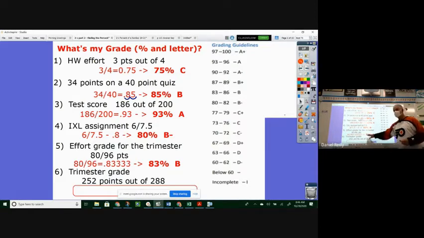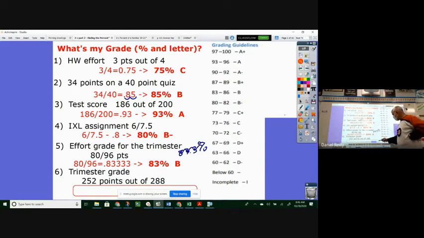If I asked you to round this to the nearest tenth of a percent, you would write 83.3%. So tenth of a percent, you go hundredth of a percent. You can add decimal places here if they're important. Obviously, for grades, they're not important. You round this to the nearest whole percent.